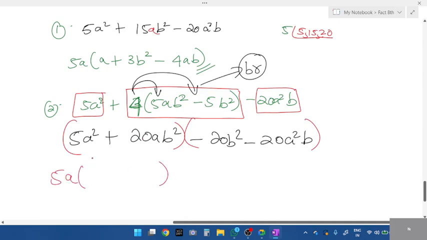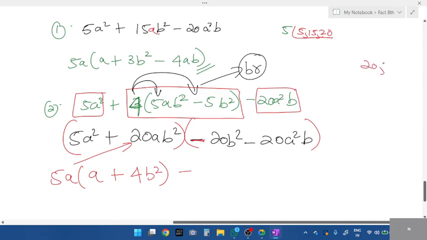5a is common in bracket. So what do you get when you divide? Plus b square. Very good. 4b square. Next. How do you solve this? Which sign is first? Minus is first.